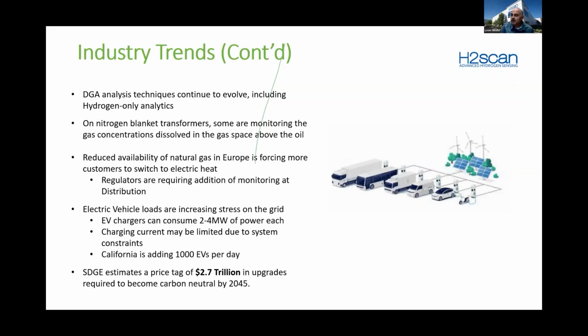In nitrogen blanket transformers, some are monitoring the gas concentrations in the gas space above the oil. And so if you think about when gases are produced in the oil, it moves up to the gas space. And so you're going to see that gas very quickly in the gas space versus in the oil. It takes time for that gas to dissolve in the oil and reach the monitor.